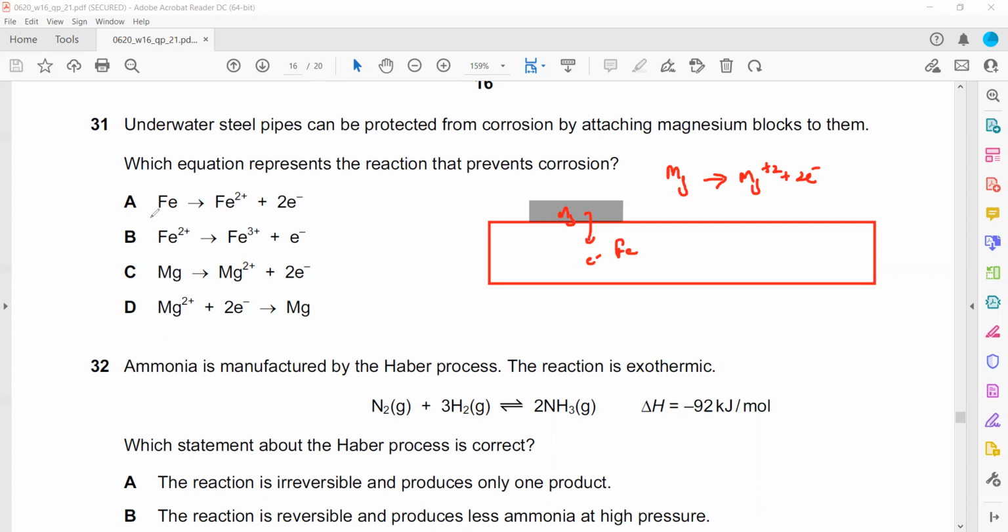So which statement is correct? A and B cannot be an answer because iron is less reactive, it cannot lose its electrons. So C or D can be an answer. In which one is the magnesium atom losing electrons? So C, the magnesium atom loses electrons and turns into a magnesium ion.